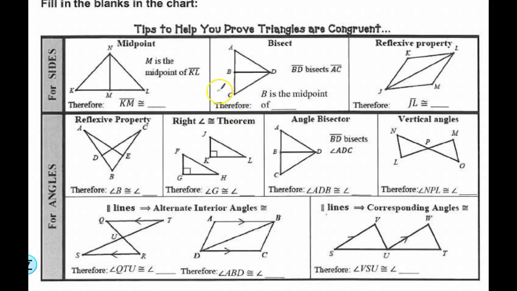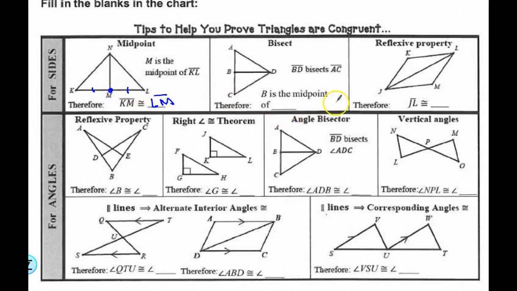If you ever get stuck on how can I find another pair of congruent sides, or how can I find another pair of congruent angles, these are your tips and tricks to use to get that pair. If you know that M is the midpoint of this segment and you're trying to prove these two triangles are congruent, we're going to use the definition of a midpoint. So segment KM is going to be congruent to segment LM in this case for how they're corresponding to each other.